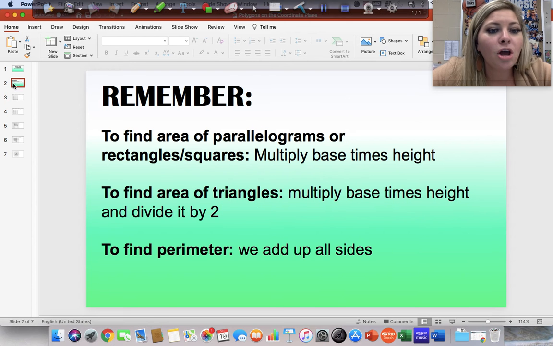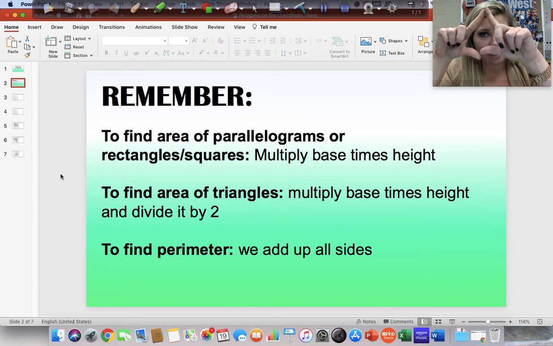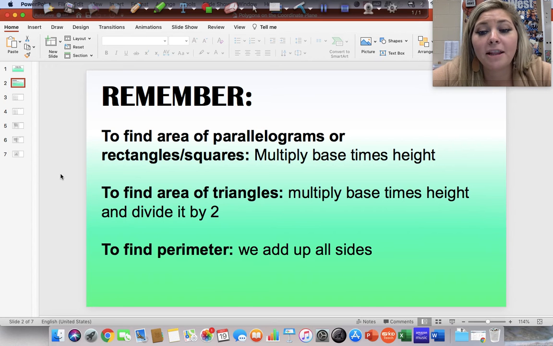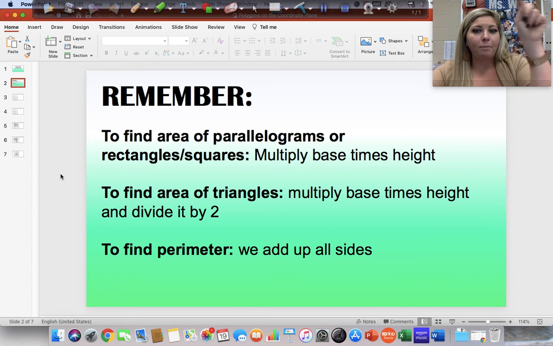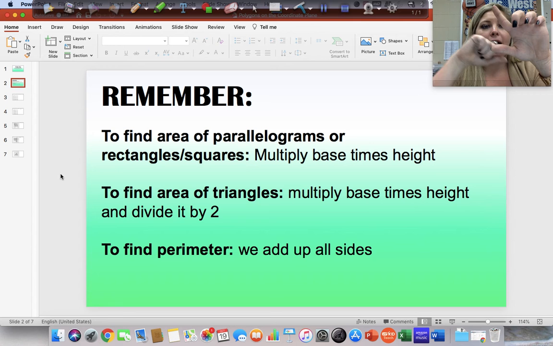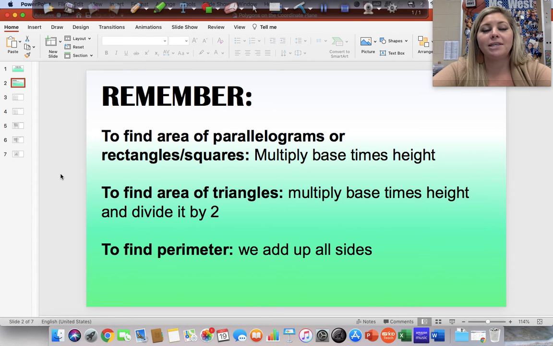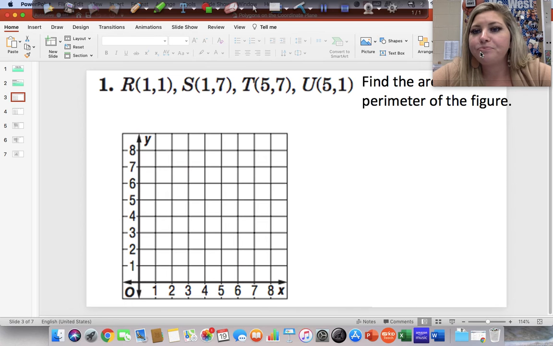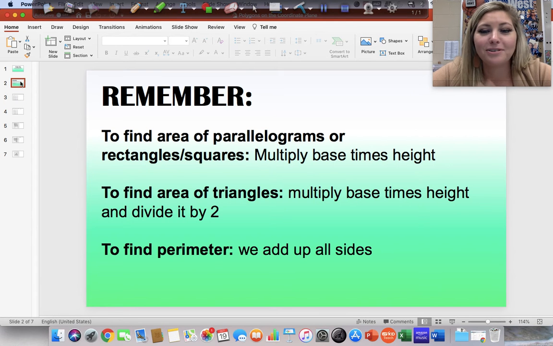Remember, to find area of parallelograms or rectangles or squares, we multiply the base times the height. To find the area of triangles, which is a three-sided shape, we multiply the base times the height and then divide it by 2. To find perimeter, that's just adding up all of the sides together. So whether it's a triangle, we would add up all 3 sides together. If it was a square, we would add all 4 sides together. Okay, so for perimeter, we're just adding them all up together. Sorry, if you needed to pause this to write this down, that's a good idea.